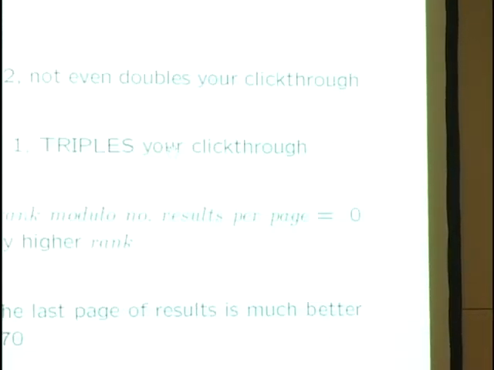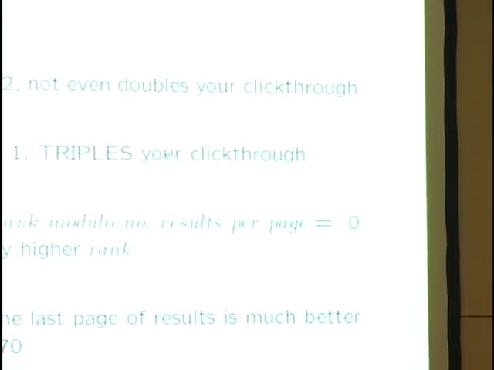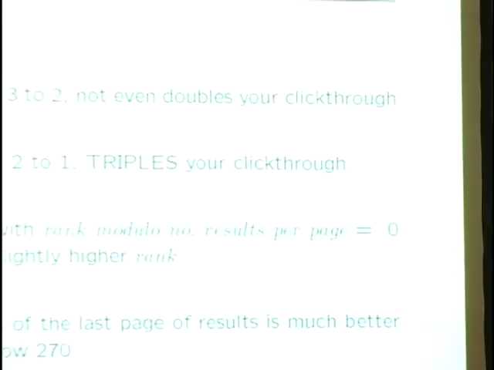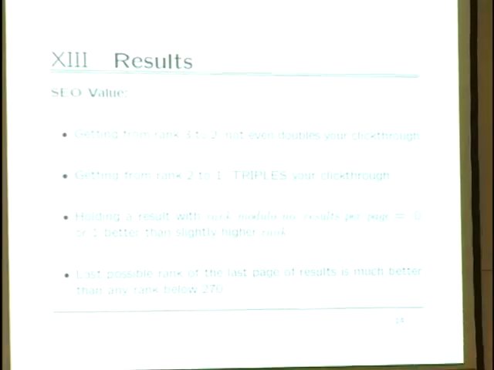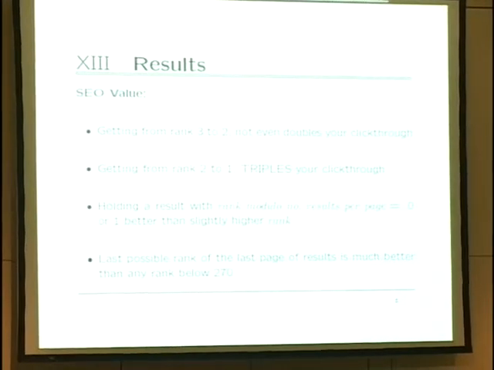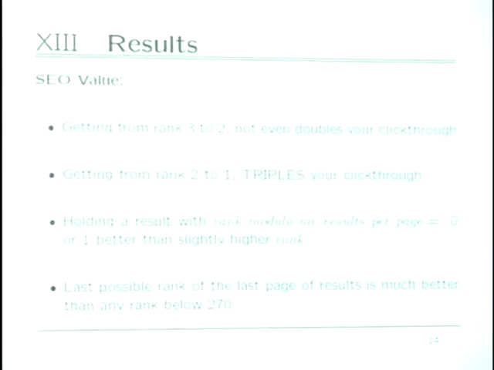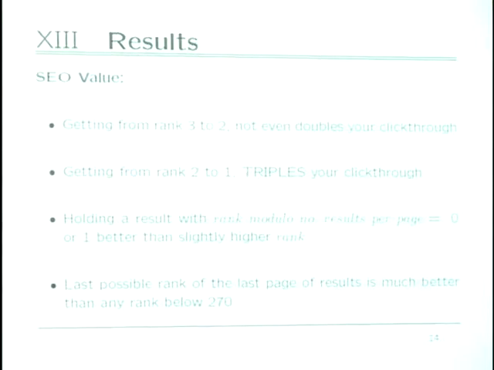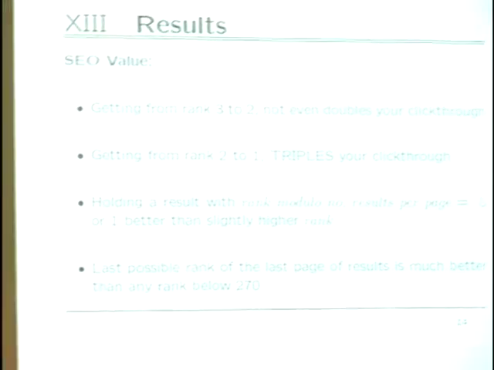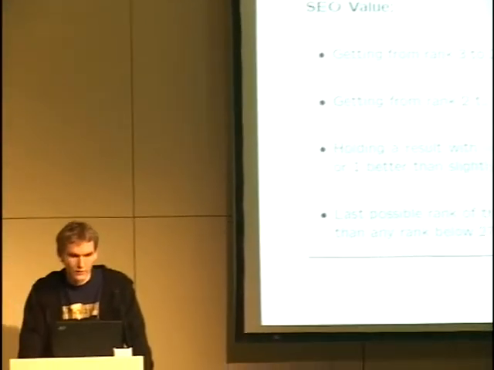So this has certain implications for the so-called search engine optimization. Of course, everybody is keen on getting rank 1, and now it's obvious why, because getting from rank 3 to rank 1 not even doubles your click-through, but getting from rank 2 to rank 1 triples your click-through rate. So it's clear why everybody's keen on rank 1. And you can also state that holding a result with rank modulo number of results per page equal to 0 or to 1, which means that you have the first result on the page or the last result on the page, is even slightly better than holding a higher rank.